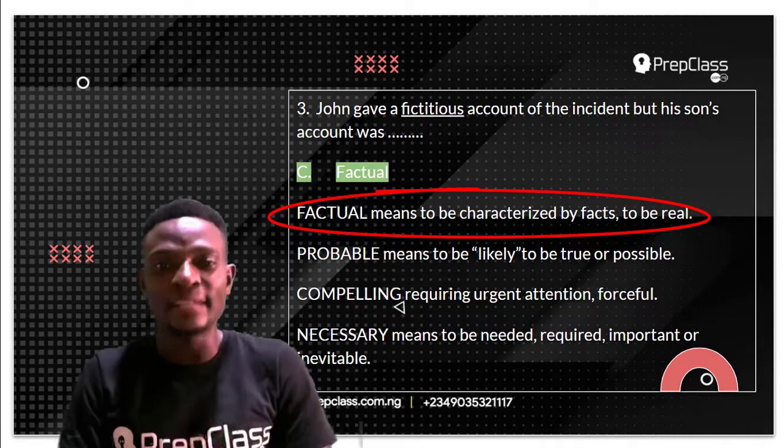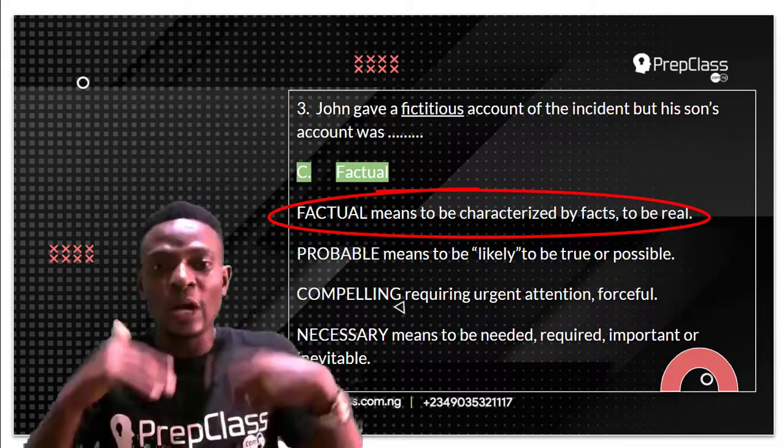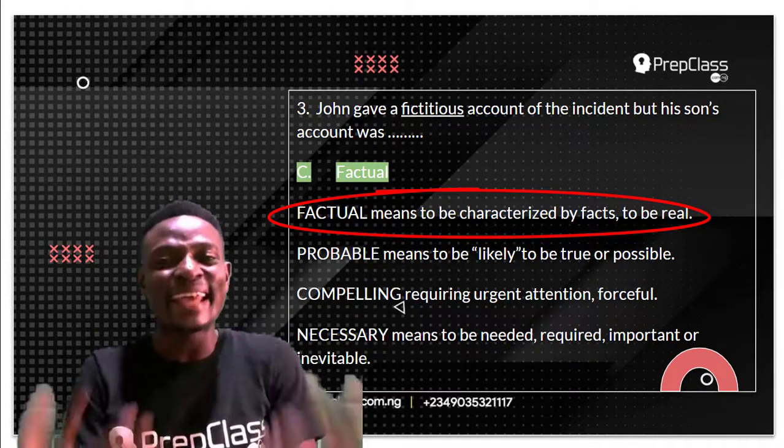It is not compelling, because compelling means requiring urgent attention or being forceful. When you are compelling, you are applying force on someone to carry out an action.